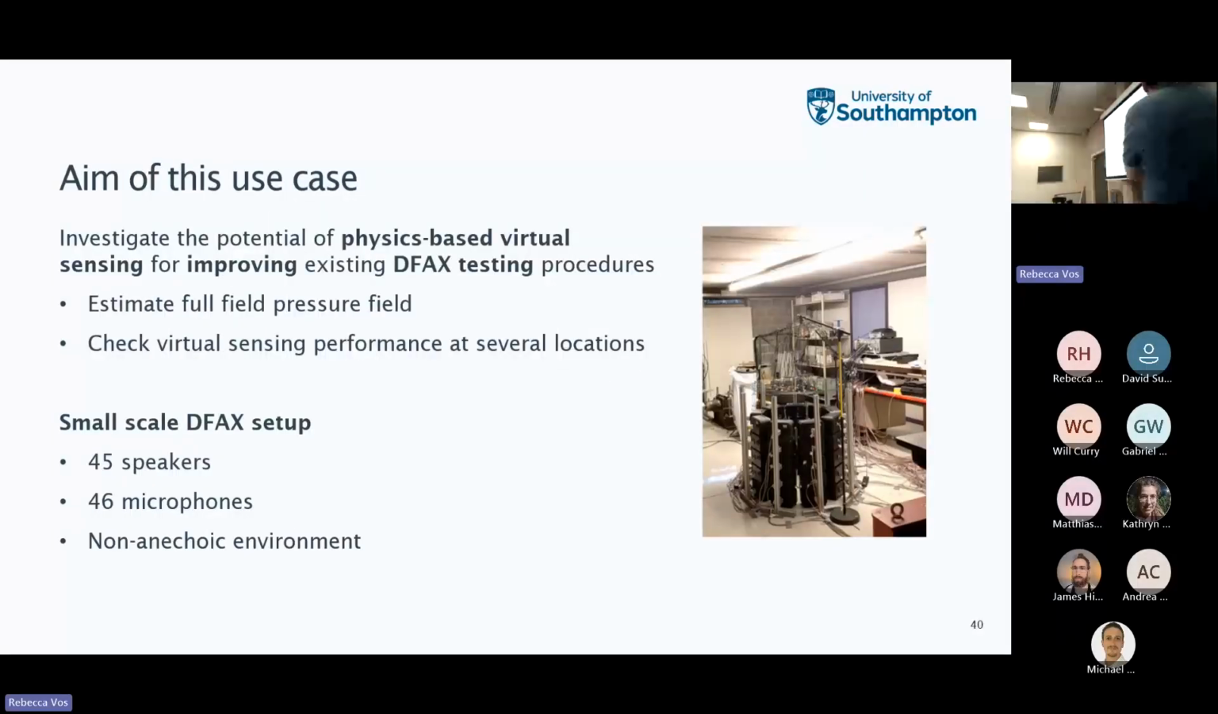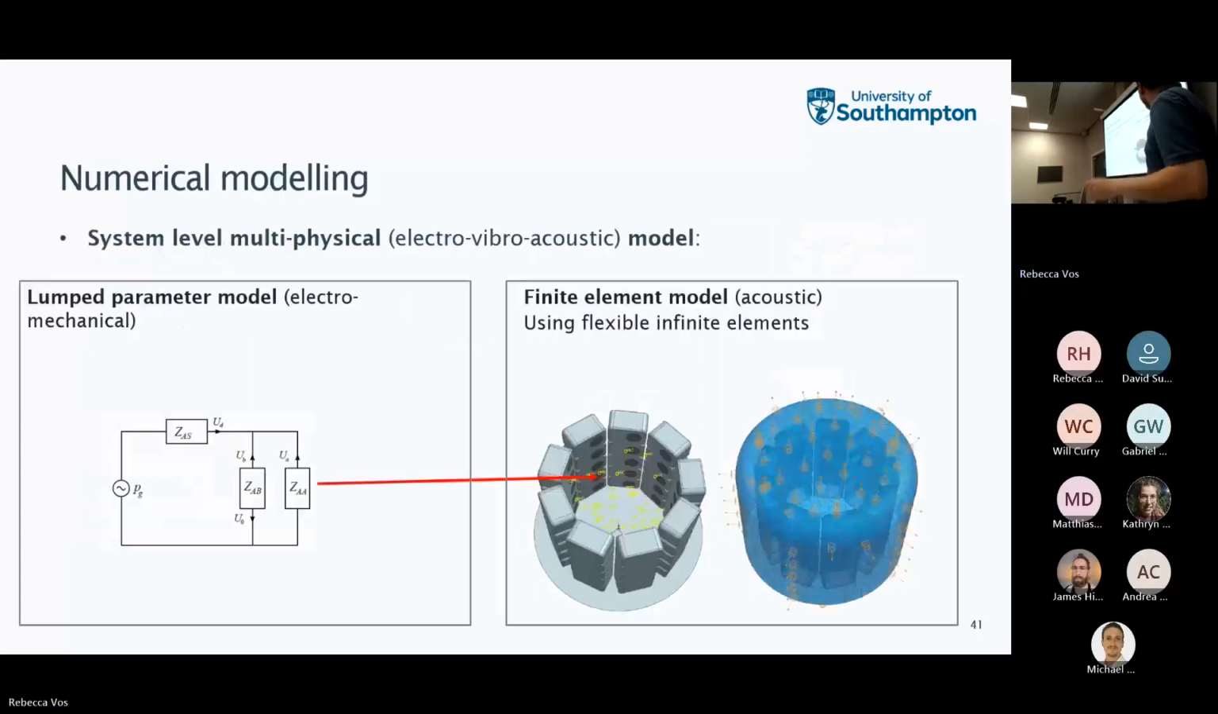We did this with a very tiny mock-up setup. You can see we built a small speaker array, I think probably very similar to what you have, John, where we put a whole bunch of microphones in. We used 46 microphones and 45 speakers, and as you can see, it's not an anechoic room at all. We just used the basement of Siemens because that was available to us.